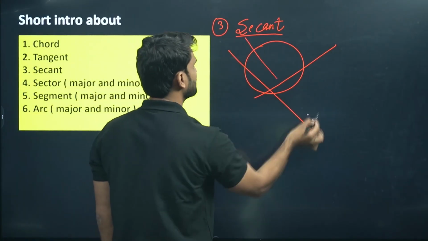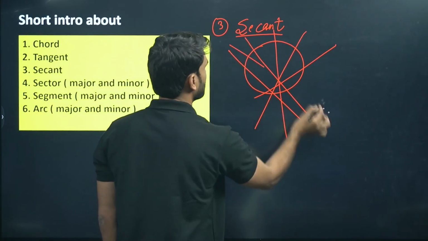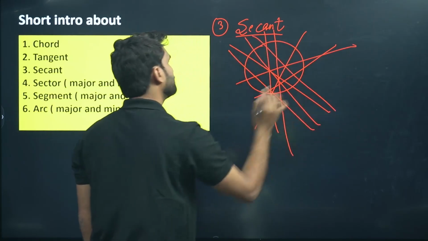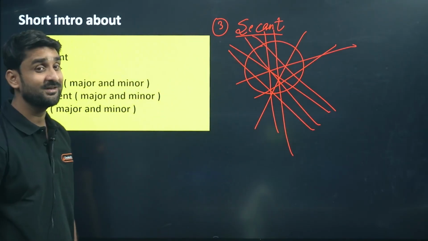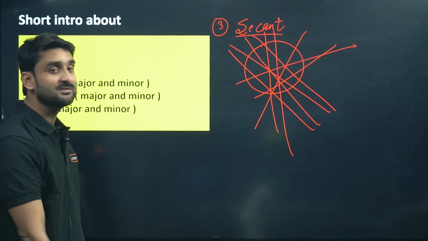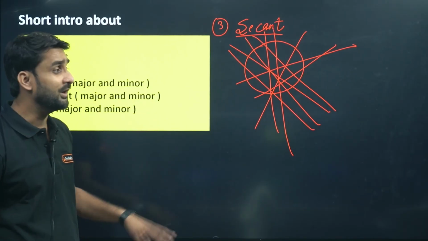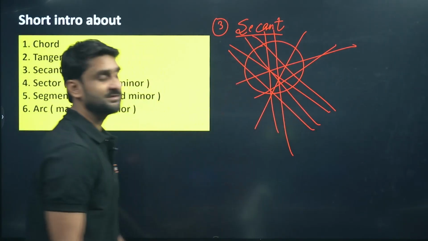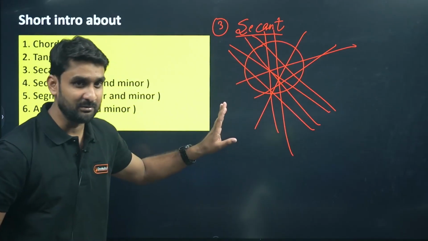These are the secants. The line which passes through the circle. How many secants can be drawn to a circle? So many secants can be drawn. If the point is not fixed, so many secants can be drawn to a circle.